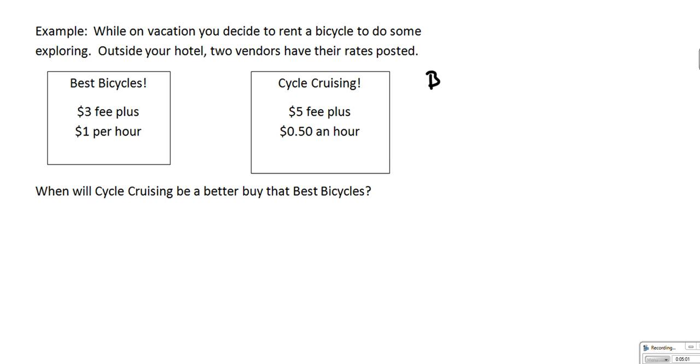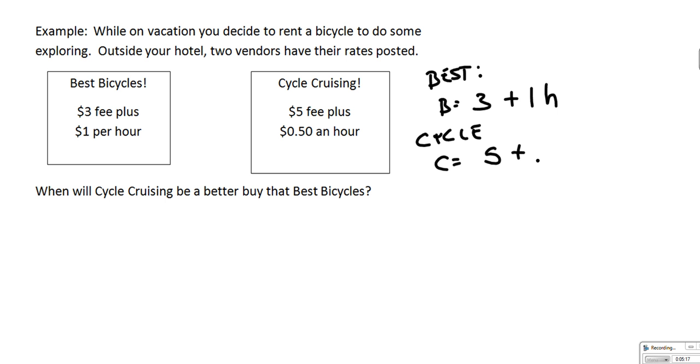So for the Best Bicycle, we have a charge of $3 plus an additional $1 per hour. And for Cycle Cruising, their fee structure is $5 plus an additional 50 cents per hour. So a couple ways we could look at this problem. We could graph each of these functions and see where they cross.